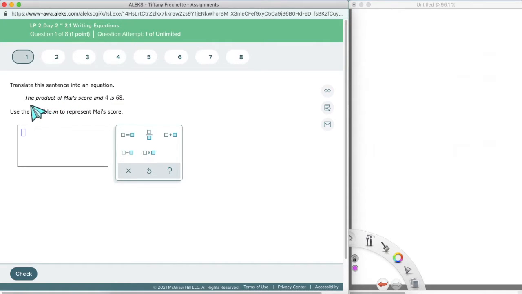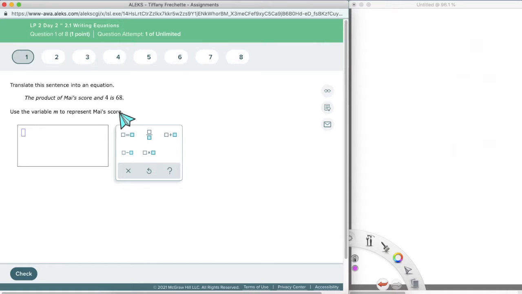So when we're looking at this, it says the product. Right away, I know the product, that means multiplication. I'm going to be multiplying the next pieces I hear. So the product of Maya's score and 4. So those are my next 2 pieces. Those are the things I'm multiplying. Is 68. And then they tell me to use M to represent Maya's score.